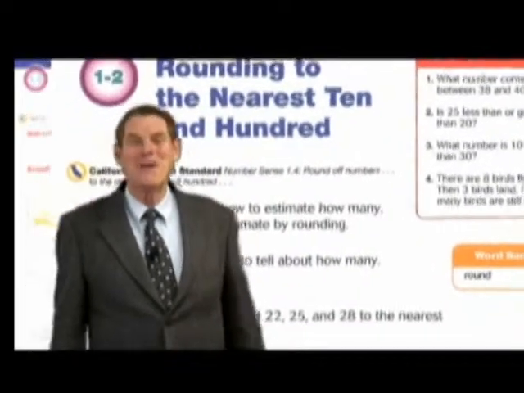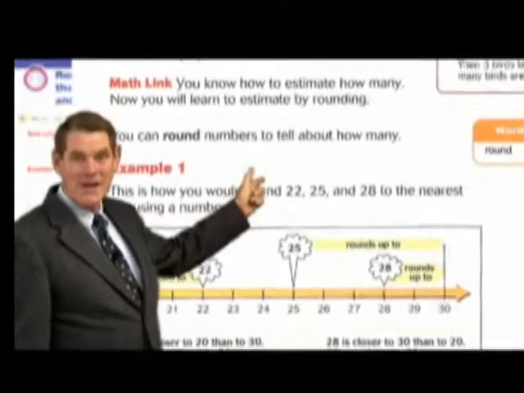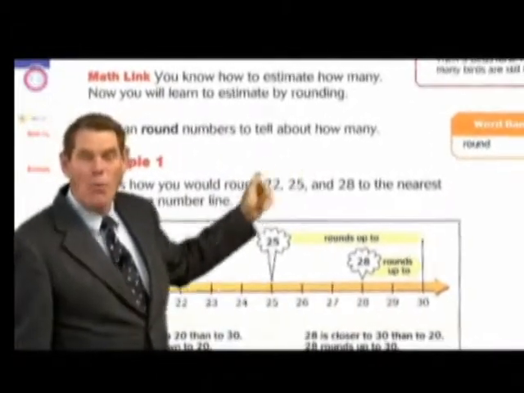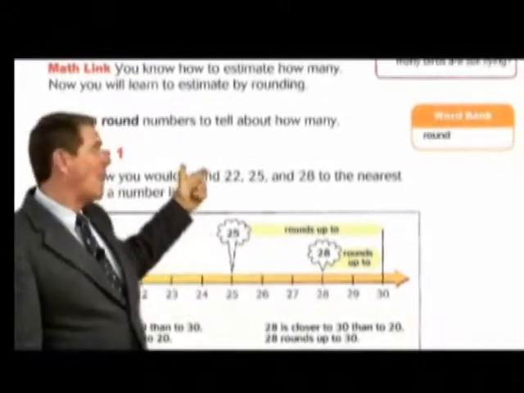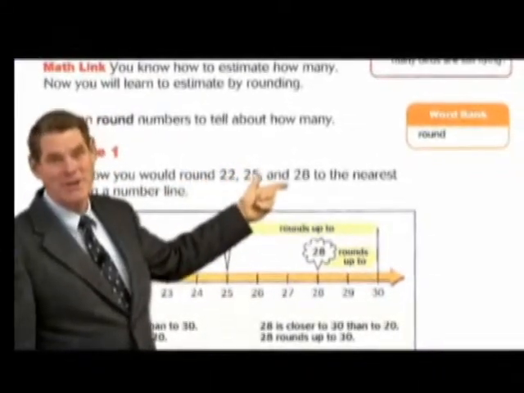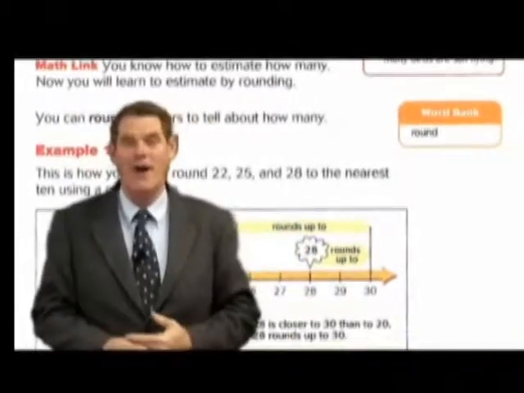Okay, please read with me on page 6 of the book. We can round to tell us, without getting bogged down by a lot of details, about how many there are in this group. That's what rounding does for us. It tells us about how many there are.